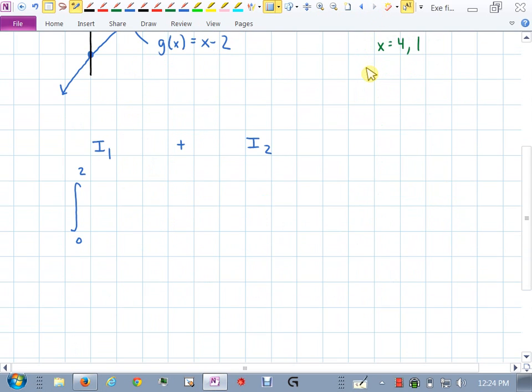All right, so that's going to be f, which is the integral of the square root of x dx, plus, now this second integral is going to go from 2 to 4, but now it's the f function, which is square root of x, take away what? G of x, which was x minus 2 dx. And at this point, you could do the rest, right?